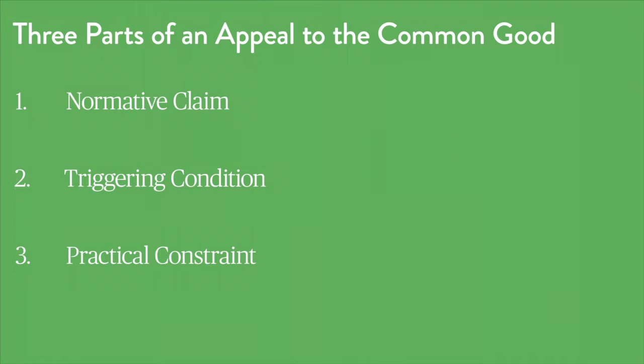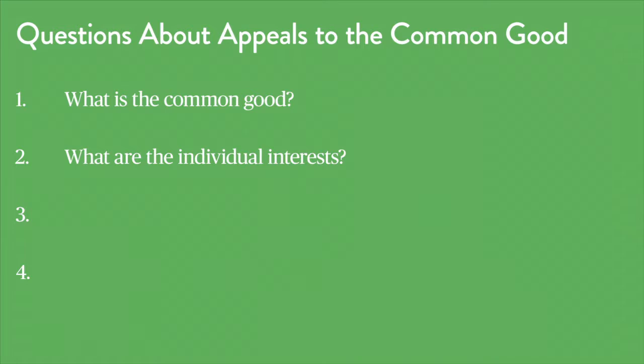Anyway, we've now seen a general outline, just to summarize here, for how appeals to the common good work. Again, there are the three claims: a normative claim, a triggering condition, and a practical constraint. And now we've seen how the corporate conception responds to those three things. Again, the normative claim has us ask, what is the common good here? What are the individual interests at stake? And the corporate conception answers: the common good is the greater good for society as a whole, while individual interests are those interests of the members of that society.